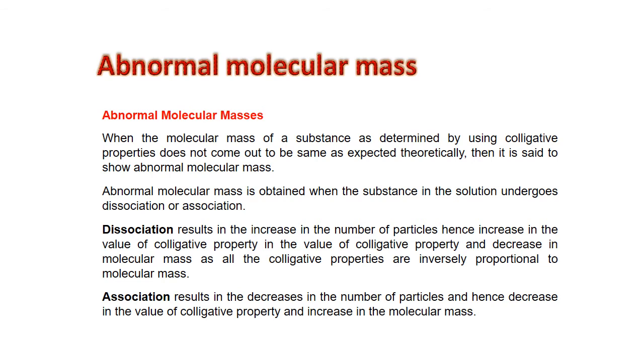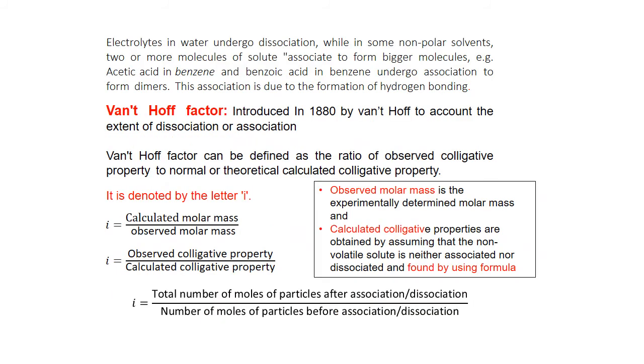In case of association, the molecules will associate, so number of particles will decrease, so the molecular mass of the compound will be more than its actual molecular mass, and it is known as abnormal molecular mass. Electrolytes in water, salt होते हैं जैसे NaCl, KCl. When these are dissolved in water, तो these will dissociate, तो अपने ions बना लेंगे.